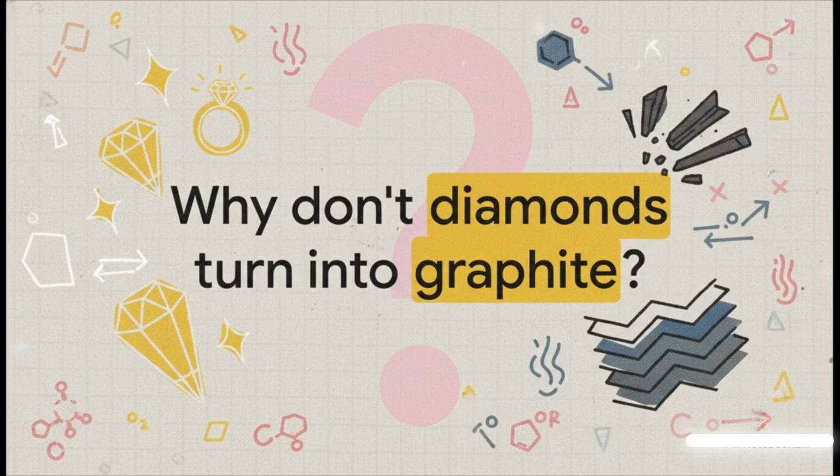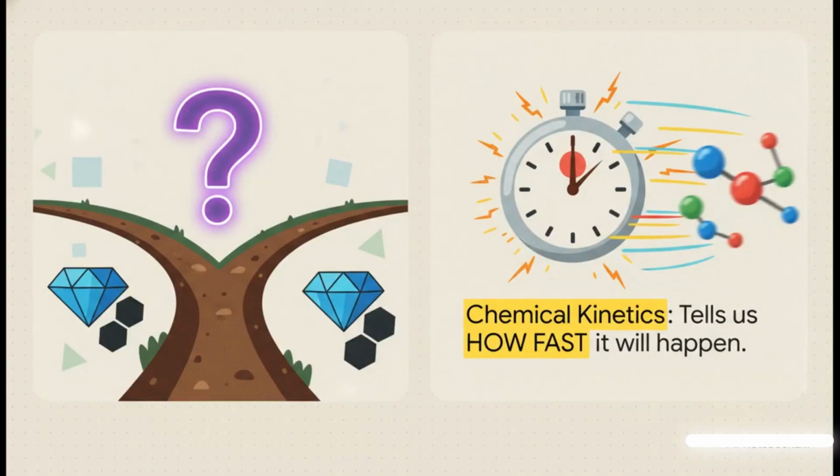So let's start with a little puzzle. Believe it or not, the laws of thermodynamics tell us that every single diamond on Earth is unstable. It's actually trying to turn into graphite, the stuff in pencils. So the big question is, why isn't your diamond ring slowly turning into a pile of gray dust? The answer has nothing to do with if it will happen, but everything to do with how fast. And that right there is the key difference we're talking about today.